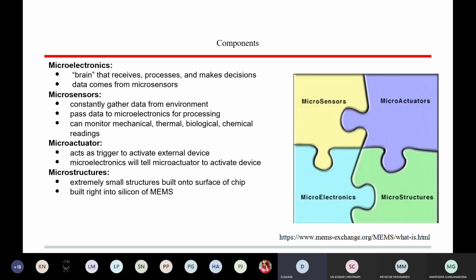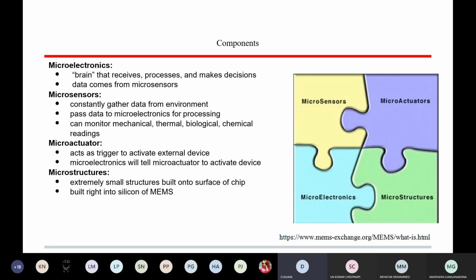Next, what is a microactuator? This actuator belongs to the mechanical system, and it acts as an active, external device. Like controlling the system on and off, we can trigger the device externally. When we switch on the device, the system will be running. When we switch off the device, the system will be stopped. Likewise, we can take the microactuator.